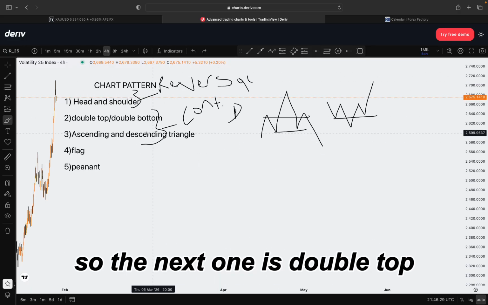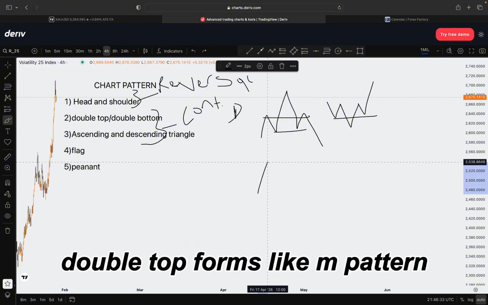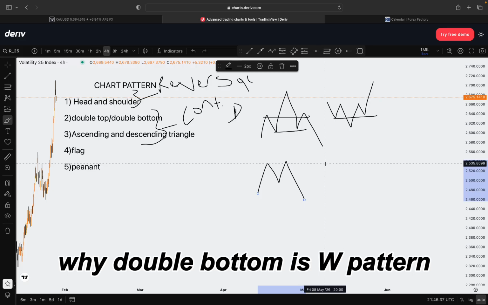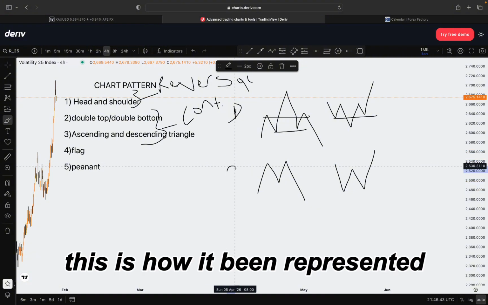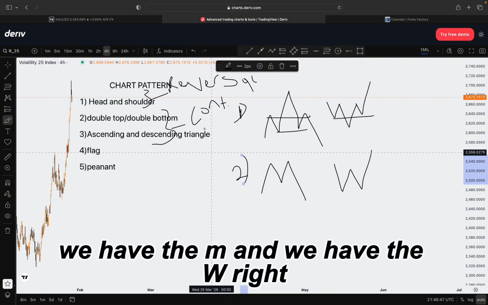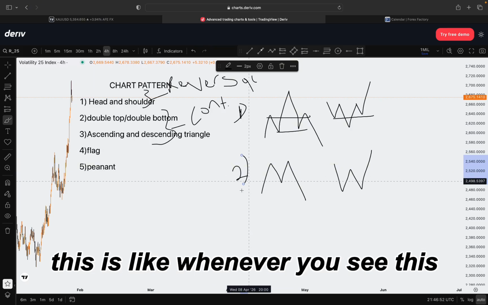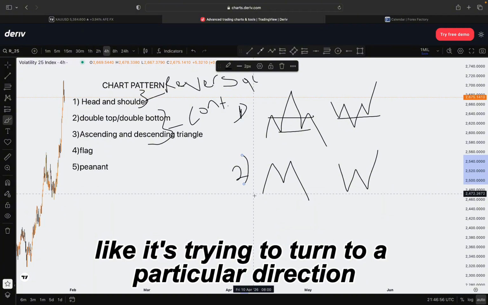So the next one is double top. Double top, from the name. Double top forms an M pattern. Some people call it M pattern formation, while double bottom is W. This is how it's represented. We have the M and we have the W, right? A lot of people make use of this M and W a lot. Whenever you see this, okay, the market is trying to turn. It's trying to turn to a particular direction.